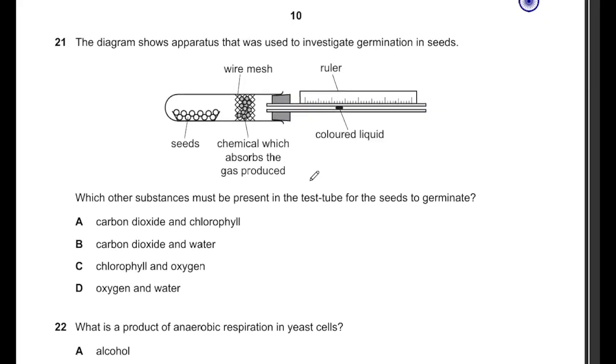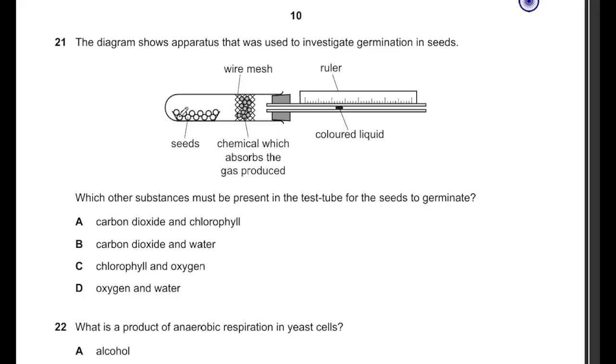Now the diagram shows apparatus that was used to investigate germination in a seed. Wire mesh is there, a ruler is there, a seed we have, the chemical which absorbs the gas, and colored liquid. Sometimes in the extended version, since this topic is related to respiration, you'll get an insect here, a live woodlouse or a grasshopper, which is respiring. They will ask you to which side the colored liquid will be moving. Sometimes it will be in the practical or in theory.